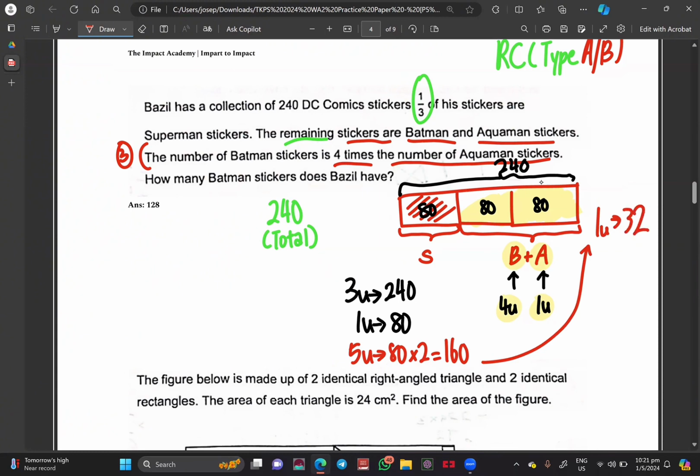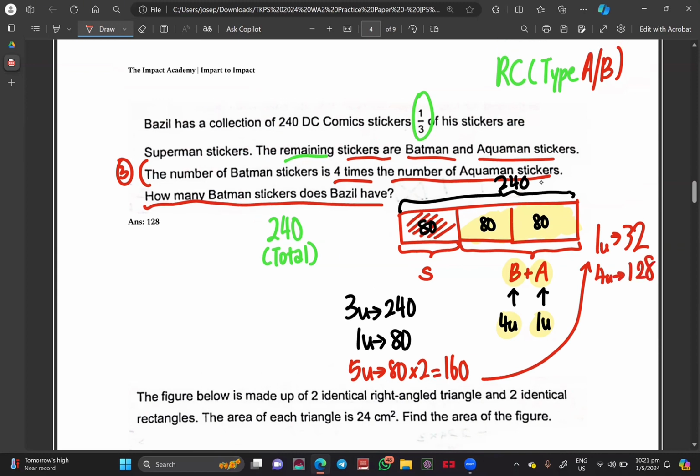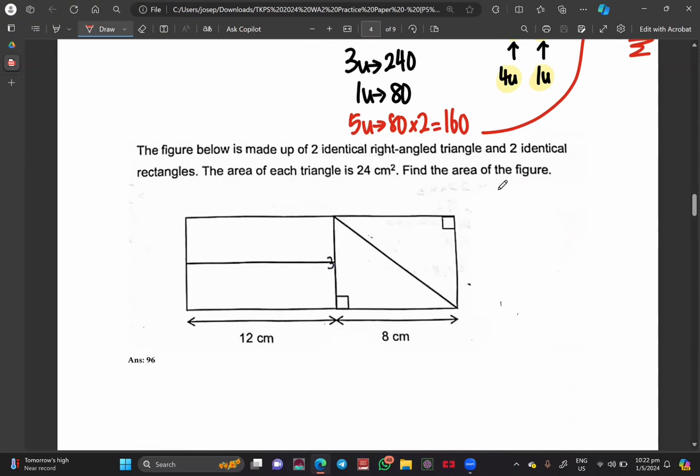We get 32. Now, once I'm done with this, I want to read the question. The question says, how many Batman stickers does Psle have? So Psle has 4 units of Batman stickers. So we are just going to do 32 times 4, and we'll get an answer of 128. Now, let's move on to the next one.